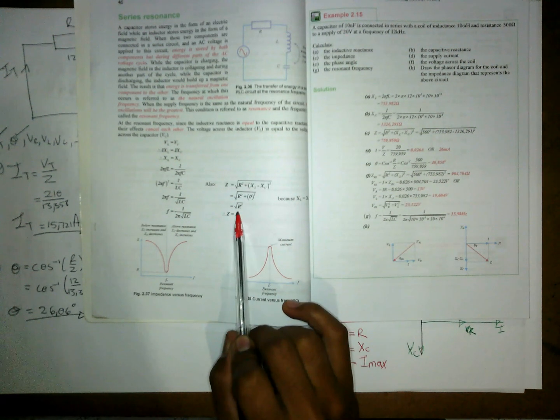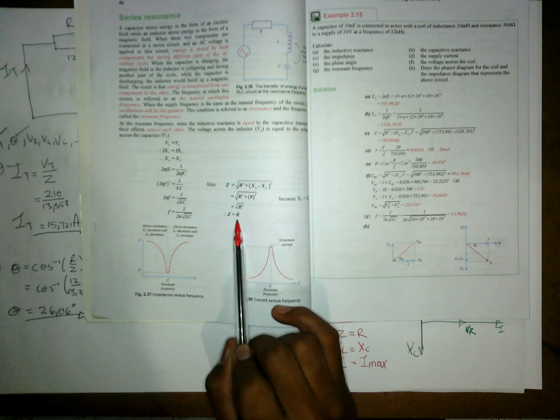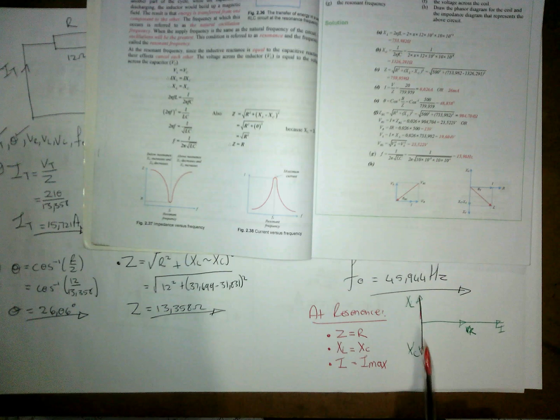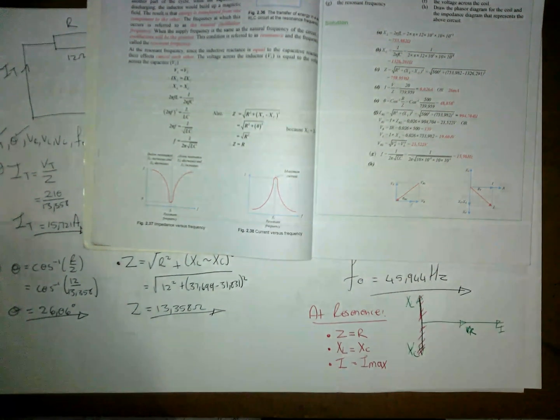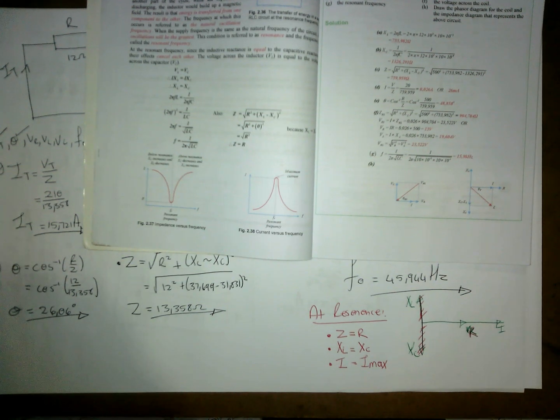That is why when you square root that R squared, you get Z equals R. But it's also from the graph. These cancel each other, and you're left with just the R for your resistance or your impedance.